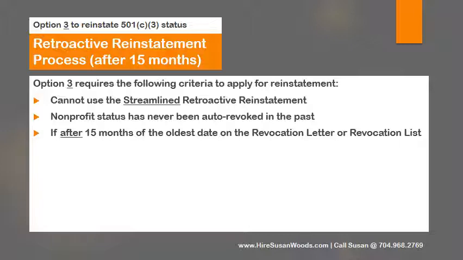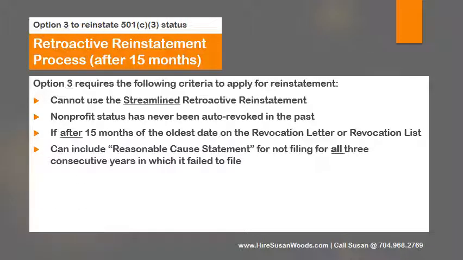You don't have to meet the criteria for both the revocation letter and the revocation list. It's either or. The oldest date of the revocation list or the revocation letter, compare it to the current date. If either one of those dates is after 15 months of the current date, then you meet the qualification of the criteria.